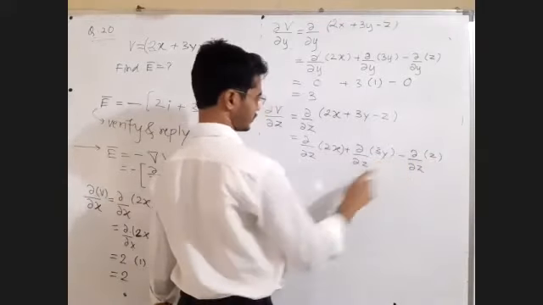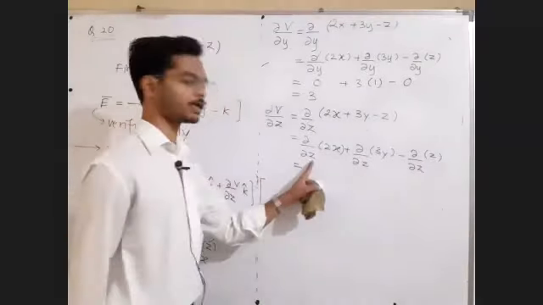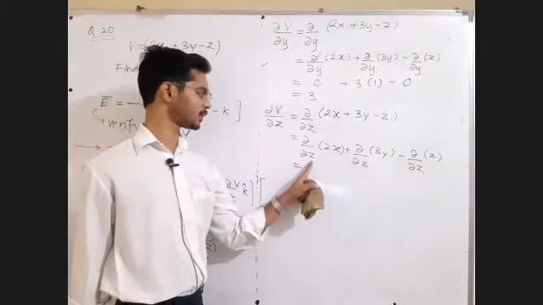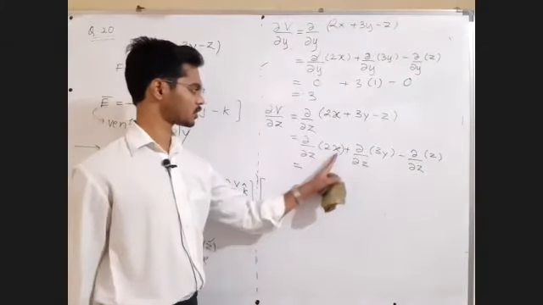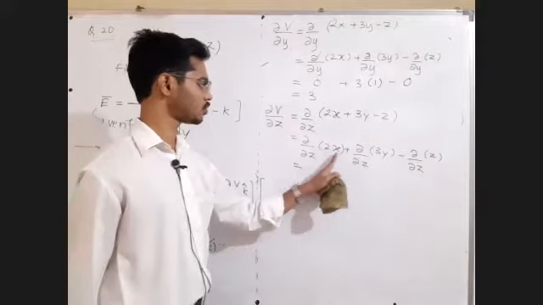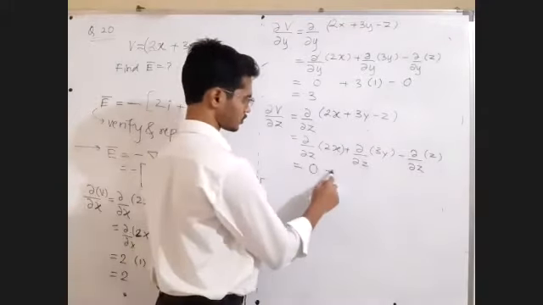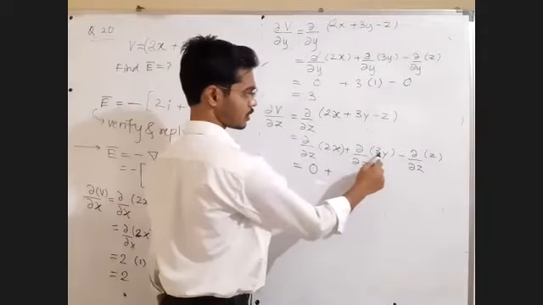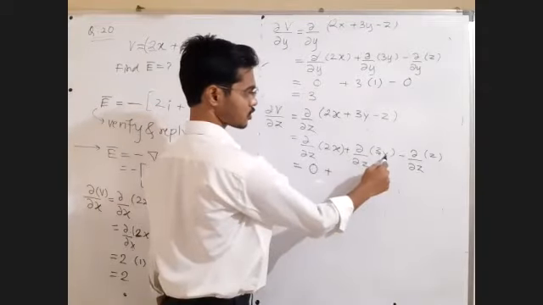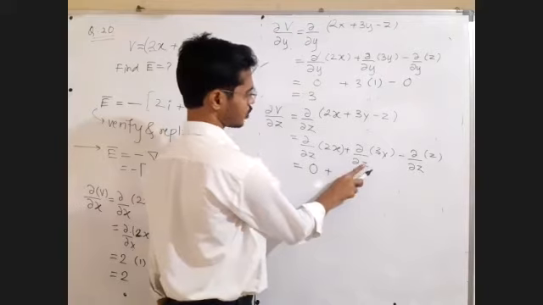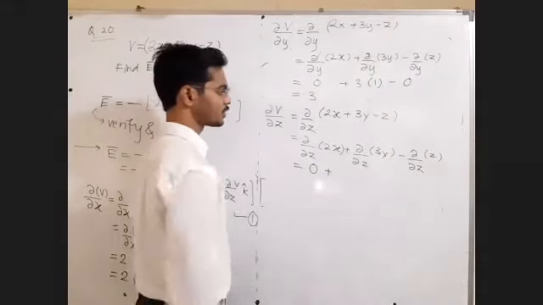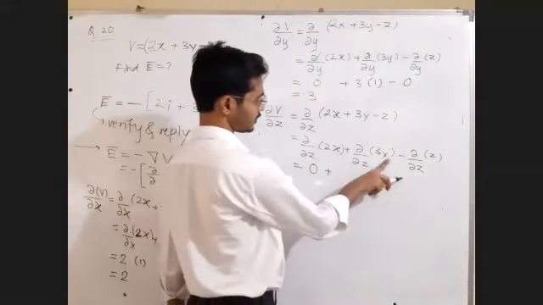This minus sign here. Z will be treated as variable, others will be constant. X is constant, y is constant. 2 into constant is constant, and the derivative of a constant is 0. Plus 3y is a constant, y is also constant, because z is the only variable you have to treat. So y will be treated as constant.